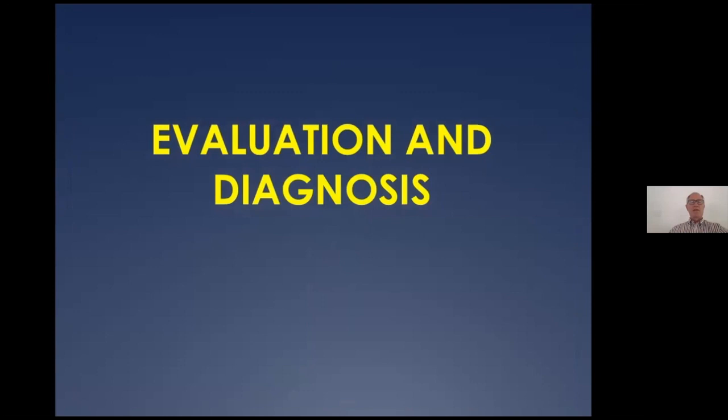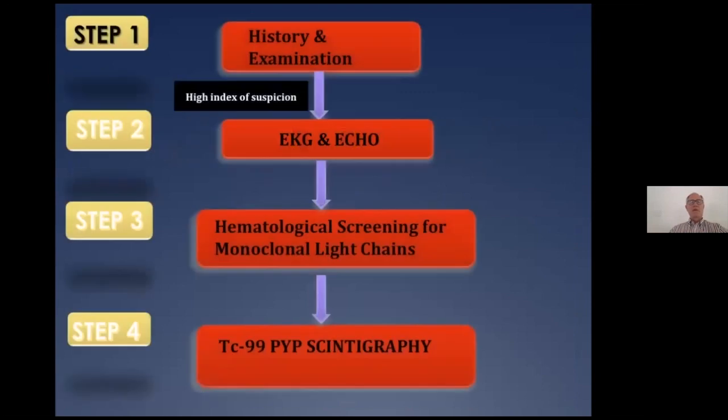Let's talk about the evaluation and diagnosis. This is really important. First off, you have to have an index of suspicion, and that takes place after a careful history and examination. EKG and echo, we're going to talk about the implications there. You want to go through some hematological screening, which is very easy to do, for monoclonal light chains. So you really want to rule out this monoclonal light chain, which is really more of a malignancy in terms of both its prognostic and treatment algorithms. And then we'll talk about using confirmatory imaging, such as pyrophosphate scans.